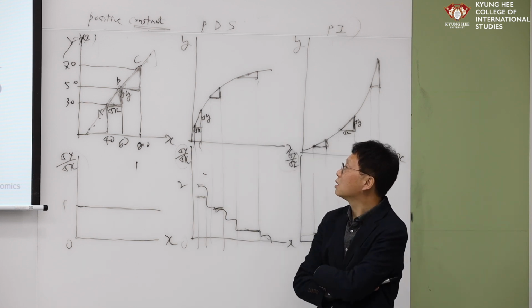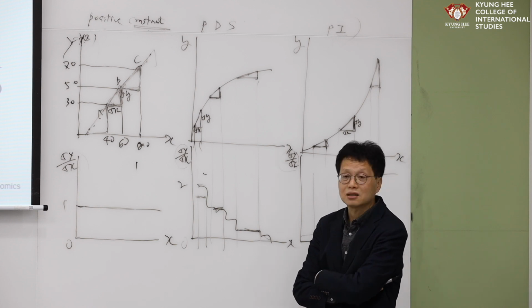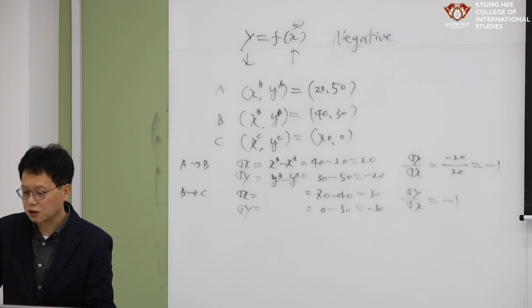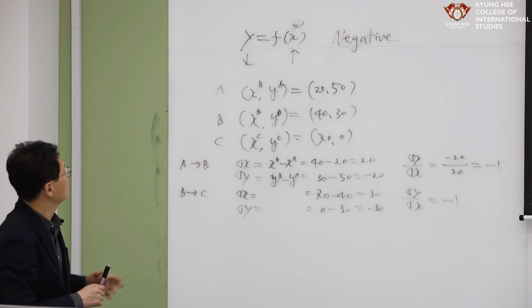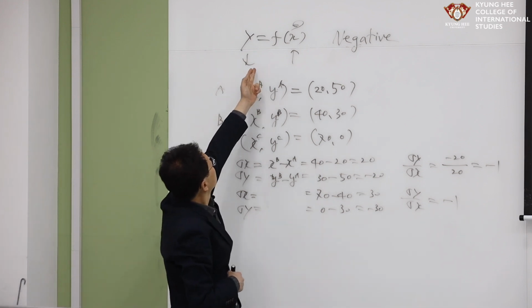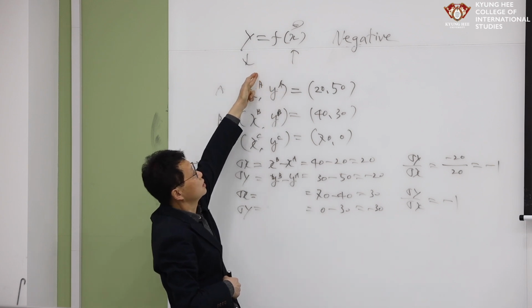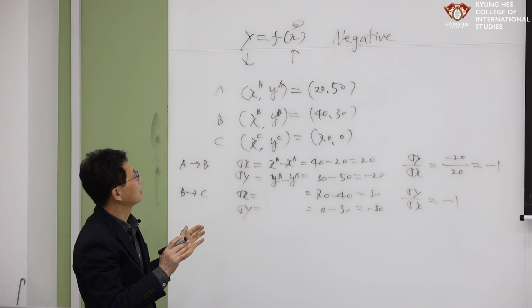Okay, then we move to three types of negative relations. So until now we studied three types of positive relations. Now we study three types of negative relations based on changing rate. So look at this. Same thing. Negative relation instead of positive. X increases, Y decreases. So negative. The relationship between X and Y is negative.